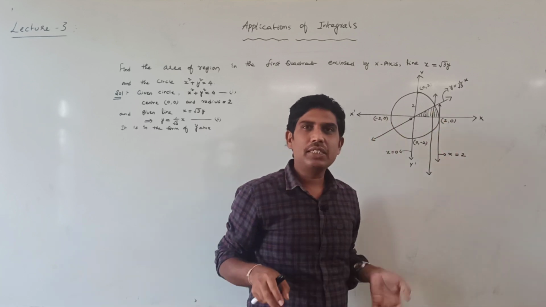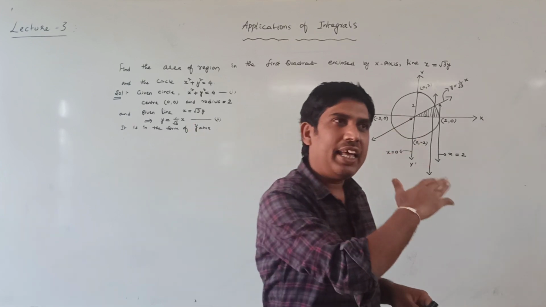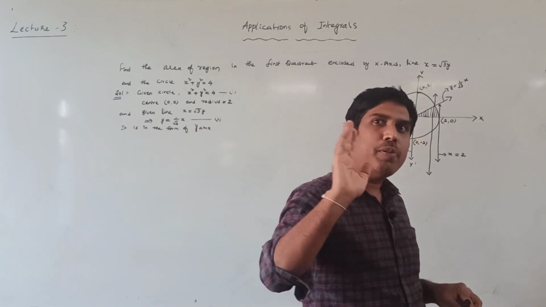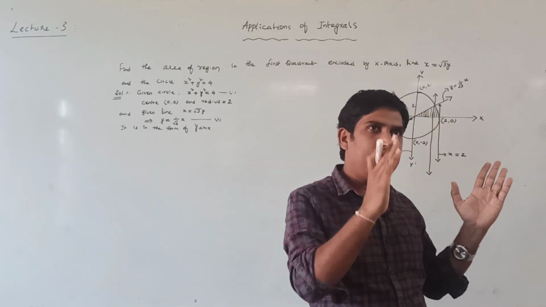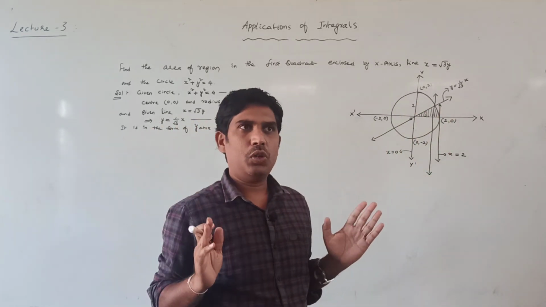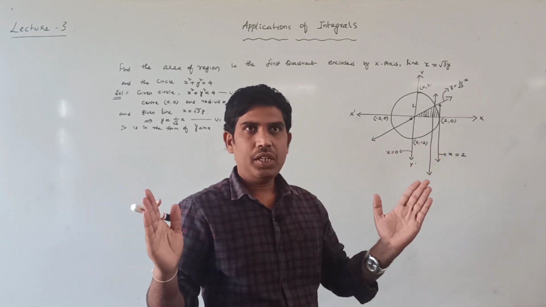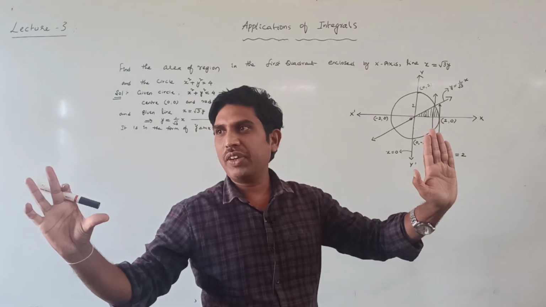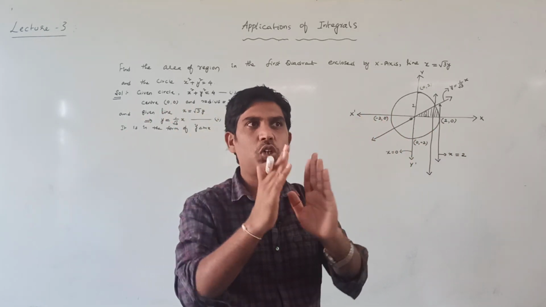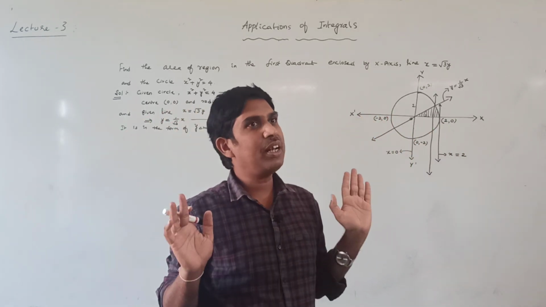How to divide: the area bounded with the line, the area bounded with the curve, the area bounded with the line, the area bounded with the curve. Like that we have to divide. This one we have to find out individually, this one individually. After that we have to club them, so the total area will come.